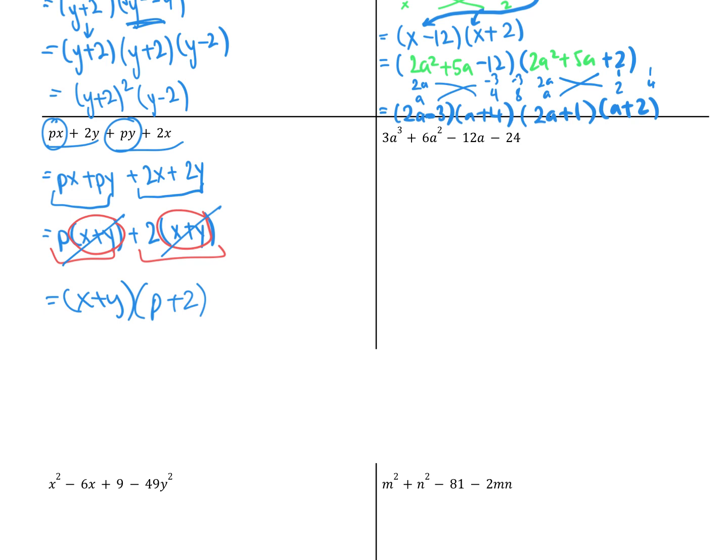The next expression, 3a cubed plus 6a squared minus 12a minus 24. Well, first thing that pops out at me is they're all divisible by 3. So I'm going to do a GCF to start off with. At least make my numbers a little nicer before I continue.